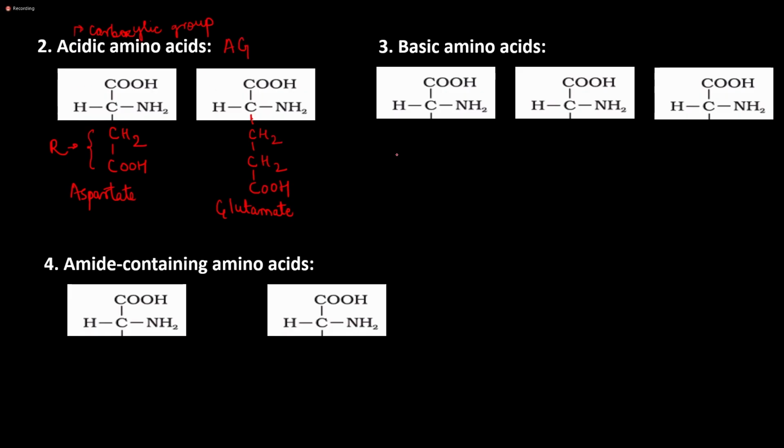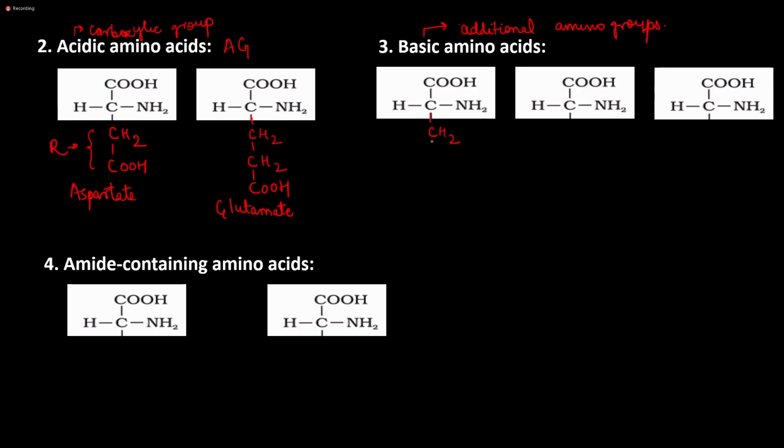Now the next is basic amino acids. There are three types of basic amino acids, and just like acidic amino acids have a carboxylic group, the basic amino acids have an amino group. So they have additional amino groups. Now these amino groups can be either 1, 2 or 3, which we will see in the structures. The first type of basic amino acid is histidine. So what is the structure of histidine?